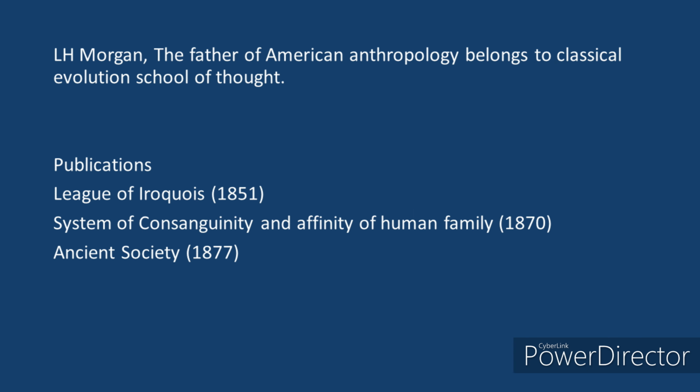In League of Iroquois, he explains the kinship terminologies and the kinship process. In System of Consanguinity and Affinity of Human Family, he explains about inheritance of property and things like that, majorly about the family. And in the third one, Ancient Society, he explains the evolution process.